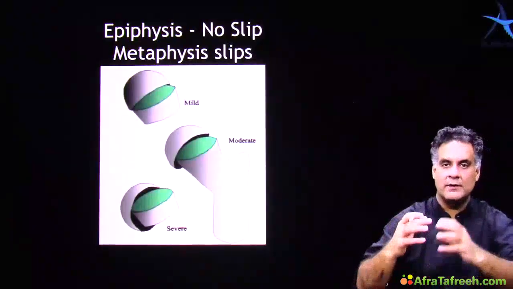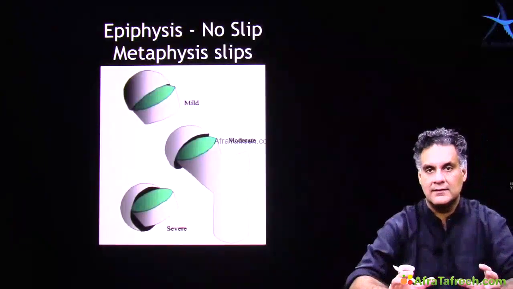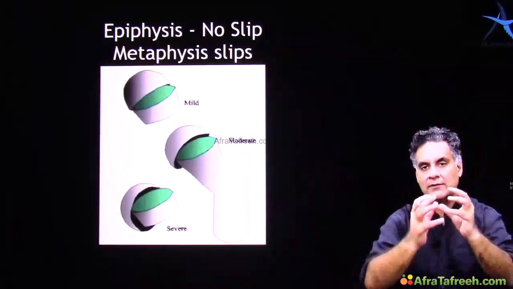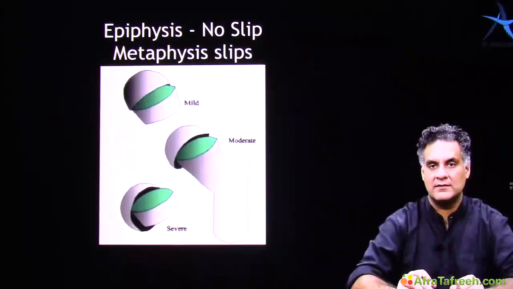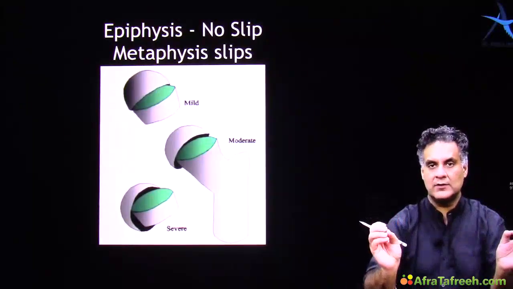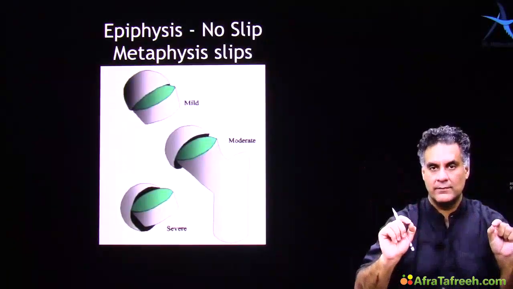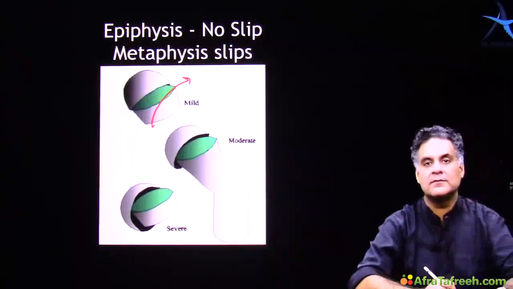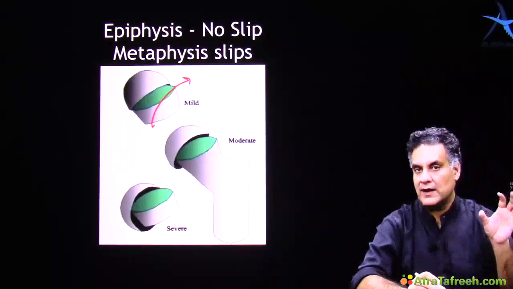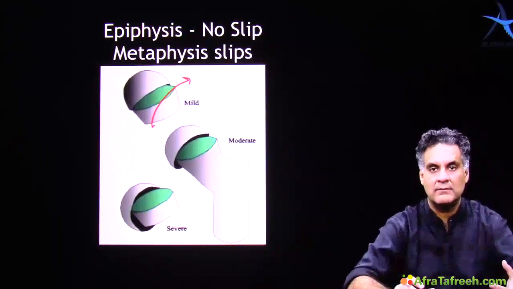When you go beyond between 11 to 20, there can be a movement between the epiphysis and metaphysis called a slipped capital femoral epiphysis. It occurs in the growth spurt. It's a misnomer. The epiphysis does not move. It is the metaphysis that moves. It is associated with hormonal disorders like hypothyroidism.